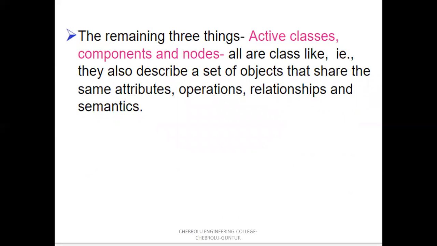Okay, four things are completed: first one class, second one interface, third one collaboration, fourth one use case. The remaining three things, that is active class, component and node, are all like a class. They describe a set of objects that share the same attributes, operations, relationships and semantics.